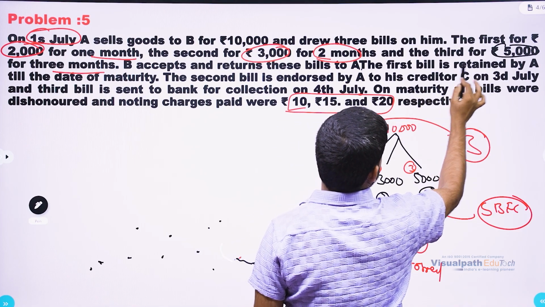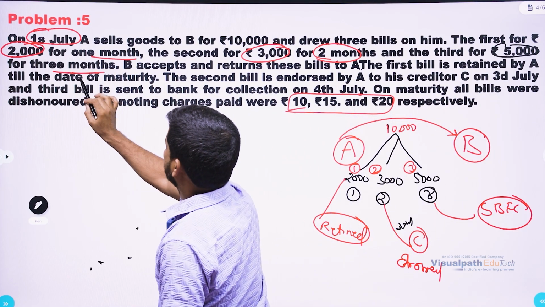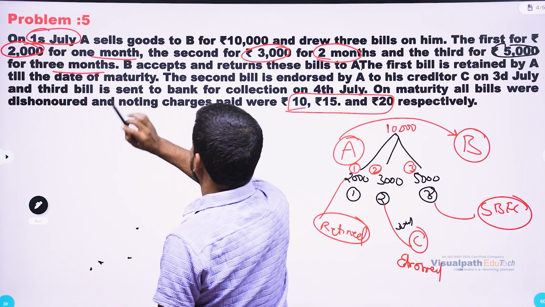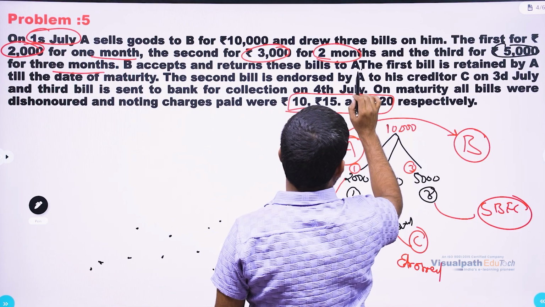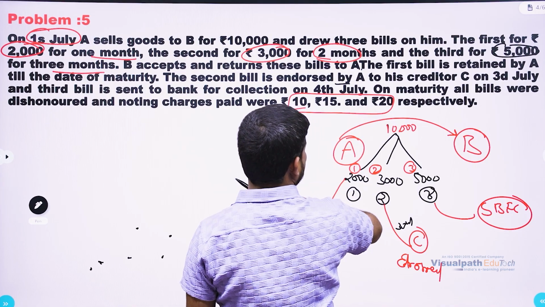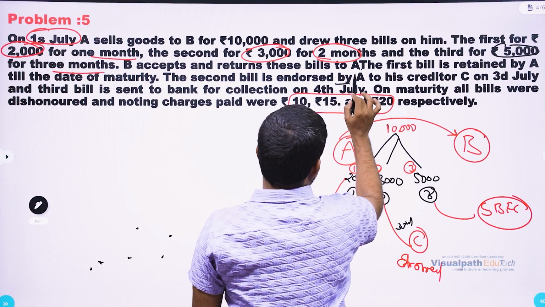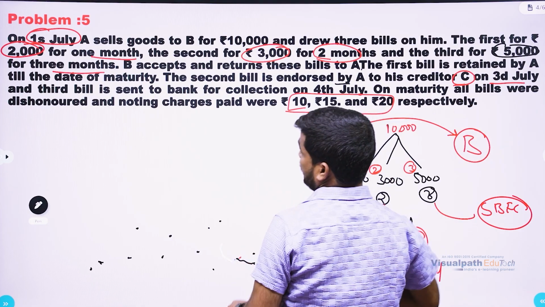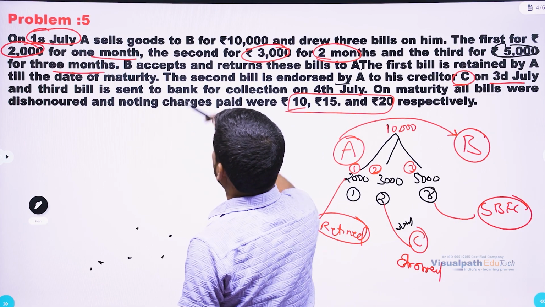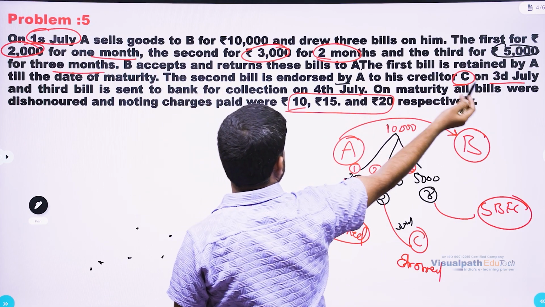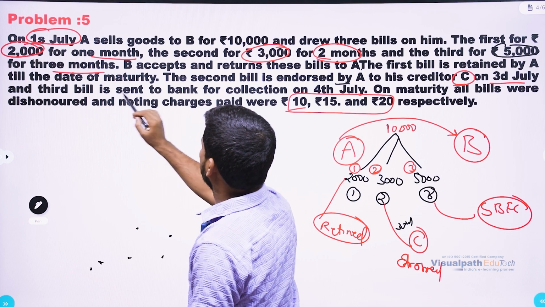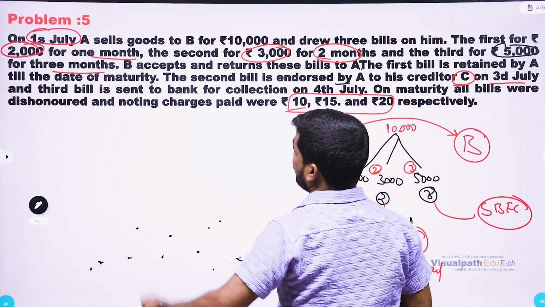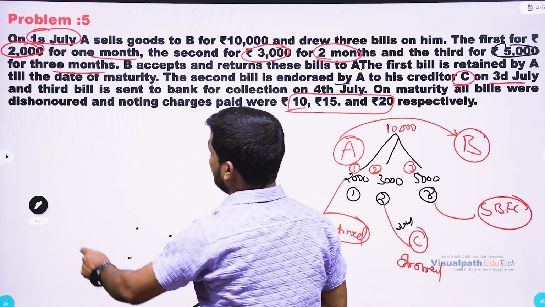The first bill is retained until the maturity date. Person A holds the bill till the maturity date. The second bill is endorsed by A. Obviously, the drawer will endorse the bill. It is endorsed by A to his creditor person C on 3rd July. It is drawn on 1st July, and on 3rd July he endorsed it. And the third bill was sent to bank for collection on 4th July. On the maturity date, all the bills were dishonored.